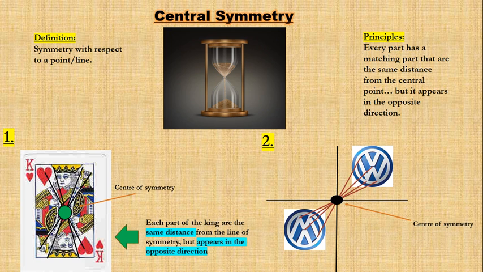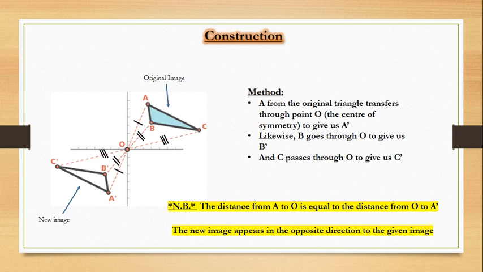So moving swiftly along to our construction. Here is our original triangle, ABC, and our new image, A dash, B dash, C dash. A from the original triangle transfers through point O, which is the center of symmetry, to give us A dash. Likewise, B goes through O to give us B dash, and C passes through O to give us C dash. It is very important to note the distance from A to O is equal to the distance from O to A dash. The new image appears in the opposite direction to the given image.